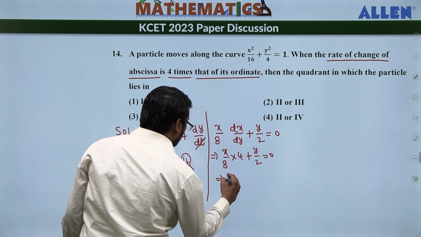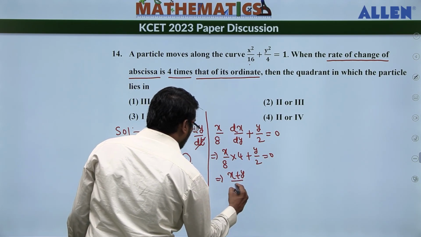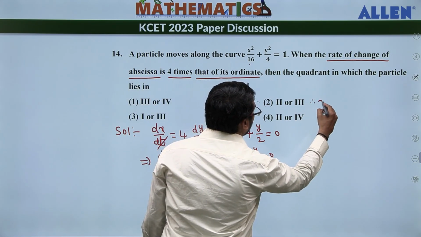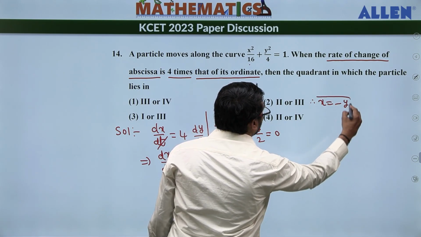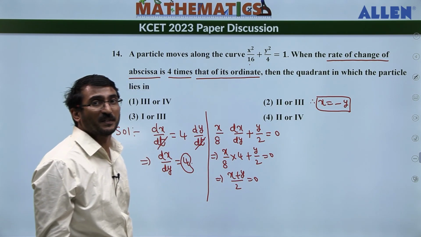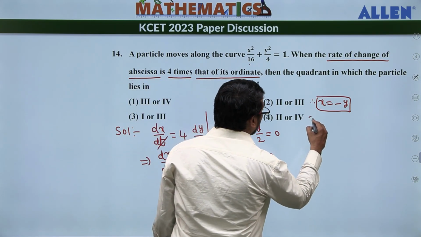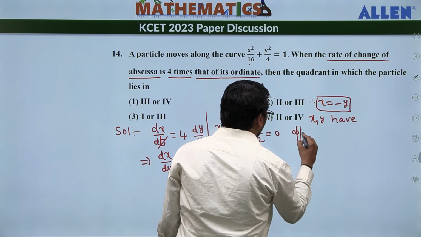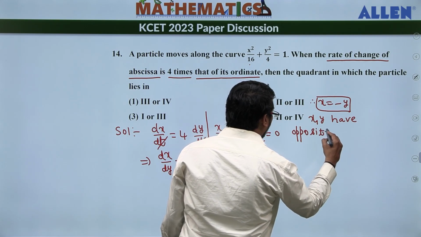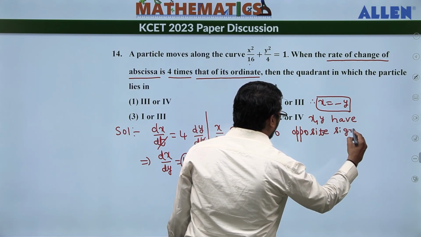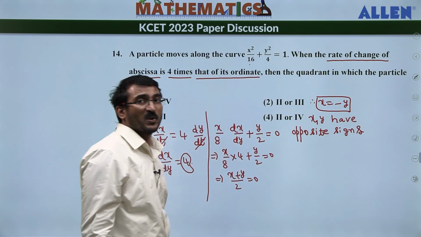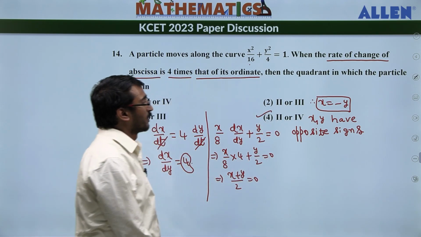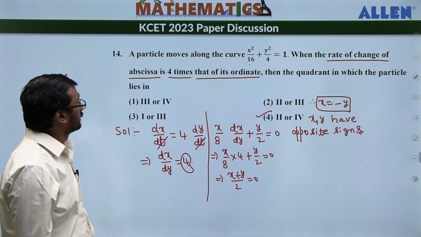So, x plus y by 2 is equal to 0. Therefore, x is equal to minus y. So, x and y have opposite signs. That is possible in second and fourth quadrants. Now, we will move on to question number 15.